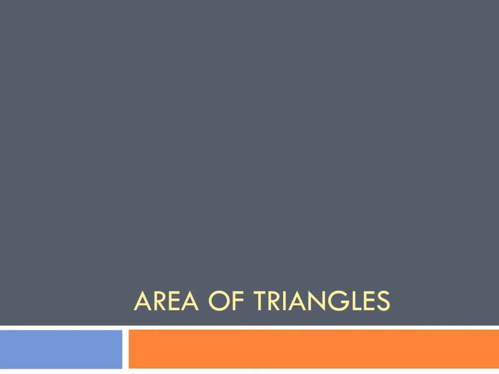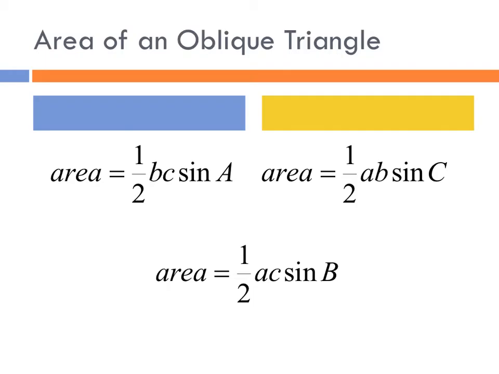Alright, let's get started. So our first general formula is the basic area of an oblique triangle. And the area is equal to 1/2 BC times the sine of A. That's our first formula. Then we have 1/2 AB times the sine of C, and finally 1/2 AC times the sine of B. So we're going to focus on just our first formula here.